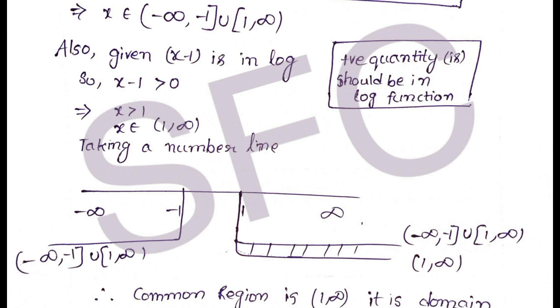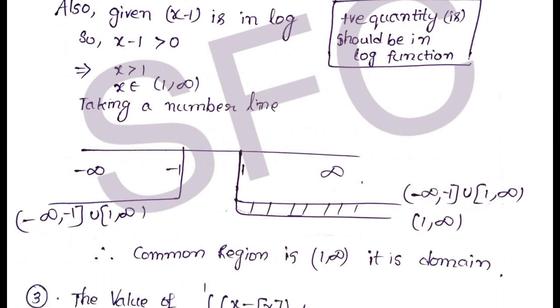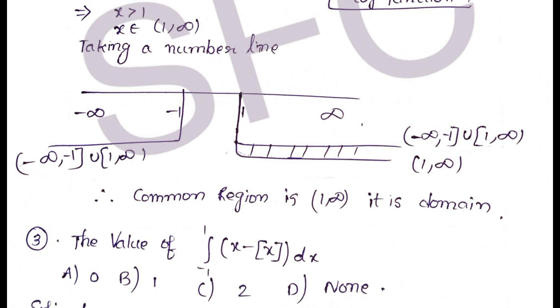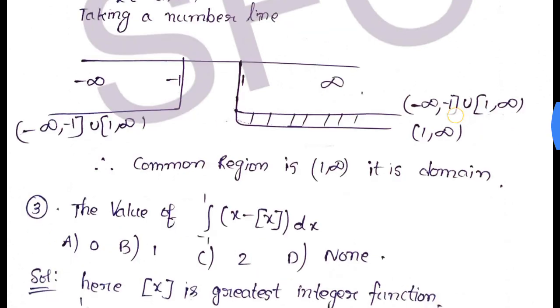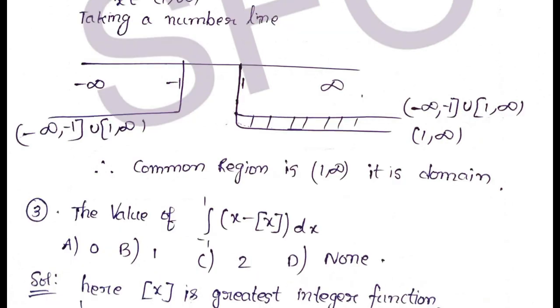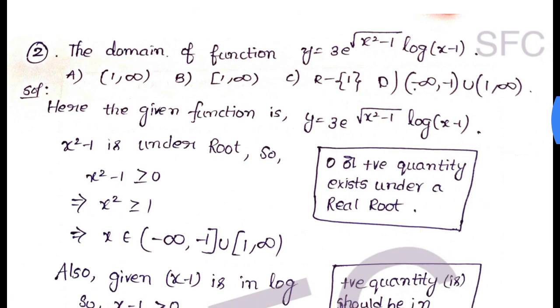So, when we use the number line method, if we plot the terms minus infinity, minus 1, 1 and infinity on the number line, we can see the common region is open 1 comma infinity. So, the common region is open 1 comma infinity, that is, in the region open 1 comma infinity, the whole function y equals 3 into e to the power of root over x square minus 1 log of x minus 1 is defined. So, it is the domain.